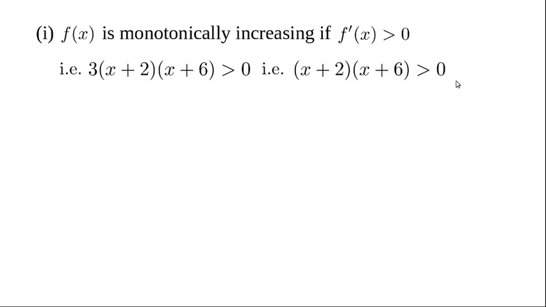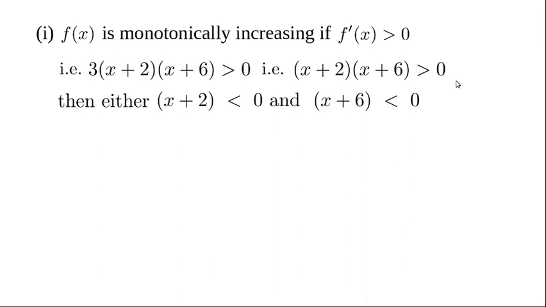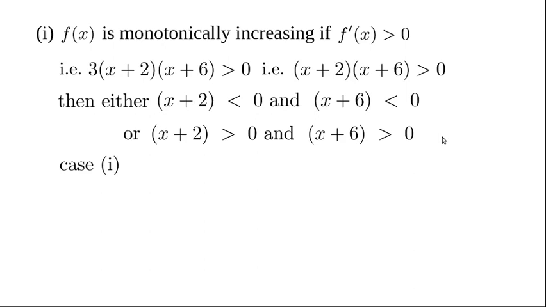So x plus 2 into x plus 6 is positive under two conditions. So then either x plus 2 is negative and x plus 6 is also negative, or x plus 2 is positive and x plus 6 is also positive. Let us take the first case, consider the first case.